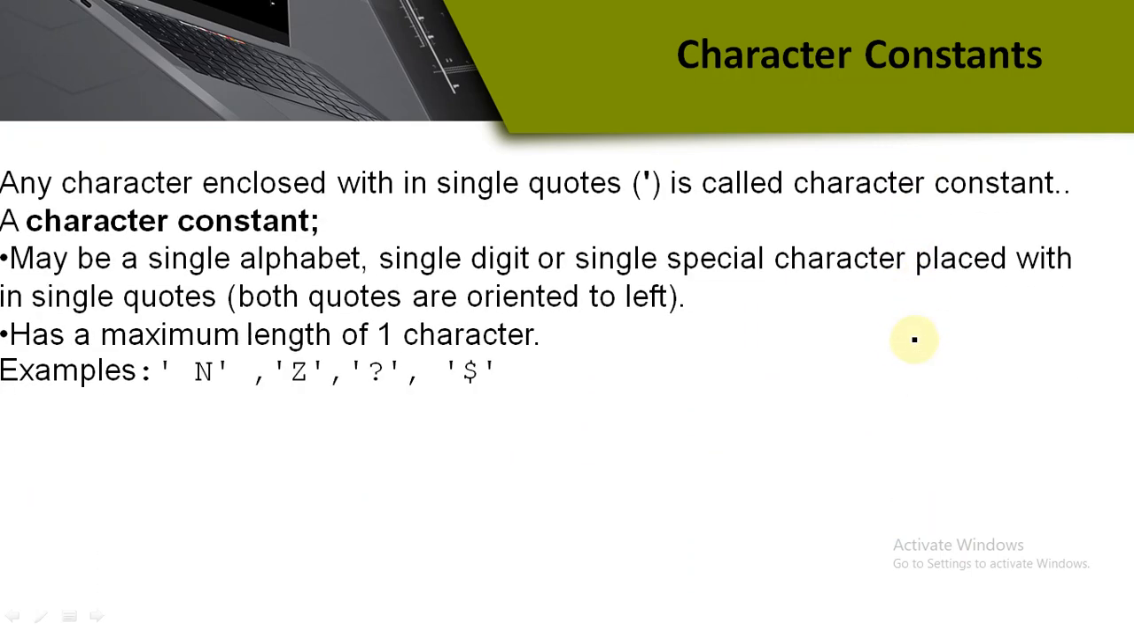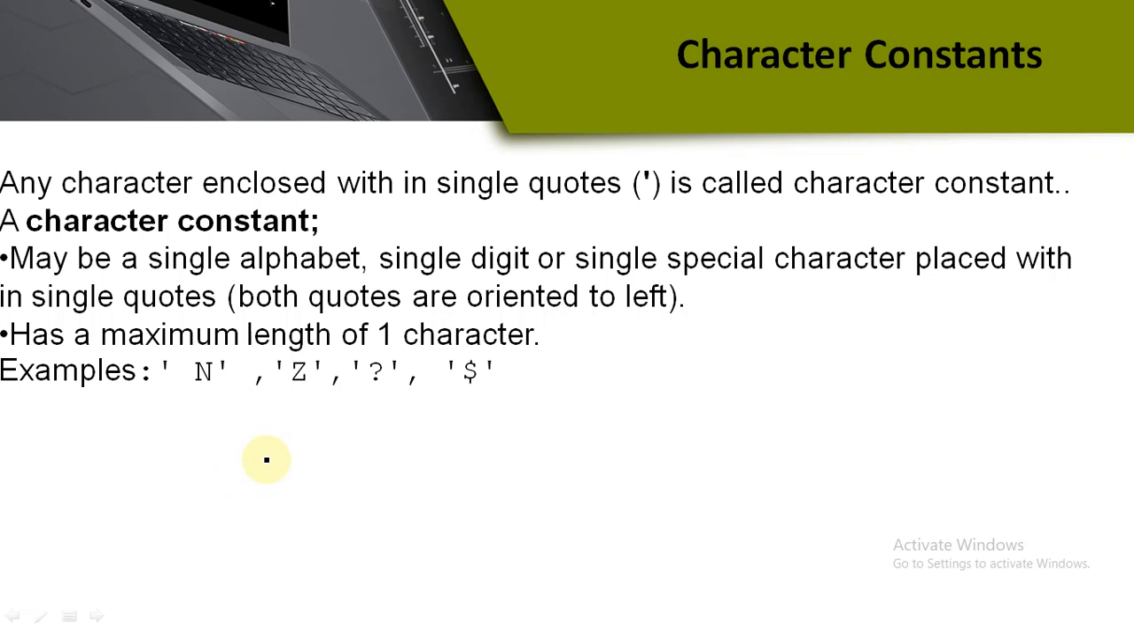Character constants. Character constants are used in programming whenever the answers are very cryptic and in the form of a character. Some examples are marital status. Marital status is a variable. It can contain M for married, D for divorcee, U for unmarried, something like that. And for sex, it is M for male, F for female, T for transgender, something like that. Cryptically also we use these character constants.